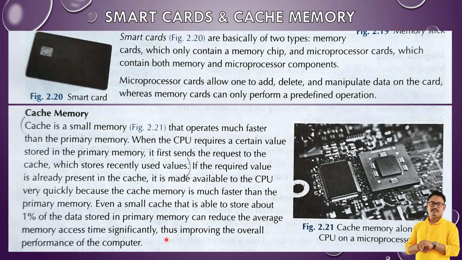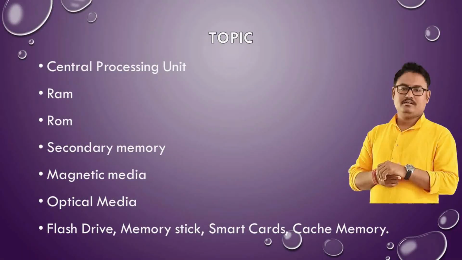Even a small percent, 1% of data, can be stored by the cache memory, and from the cache memory the request is sent to the RAM, and the RAM will access it from the secondary memory, and it will give the output on the screen. From the secondary memory we have completed magnetic media, optical media, flash drive, then memory stick, smart cards, and cache memory, which is very important. It's faster than the primary memory.